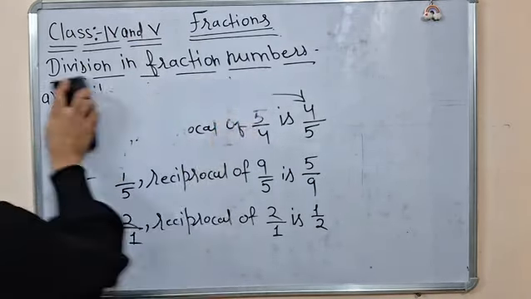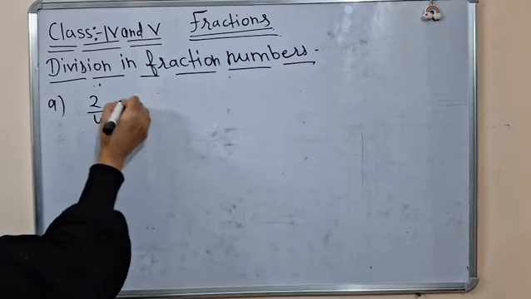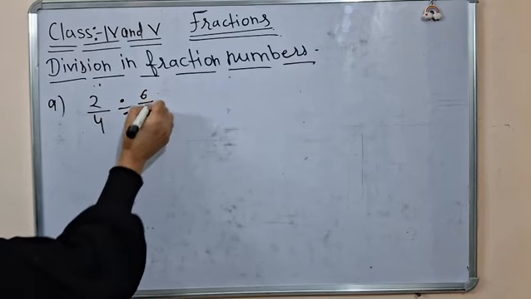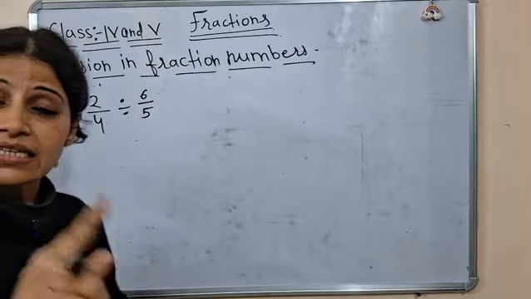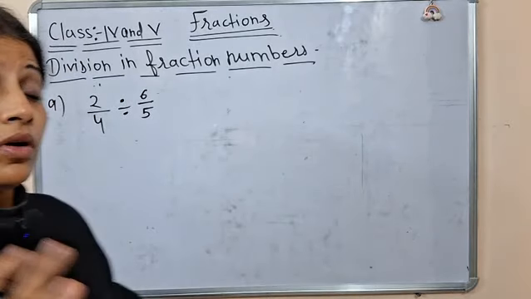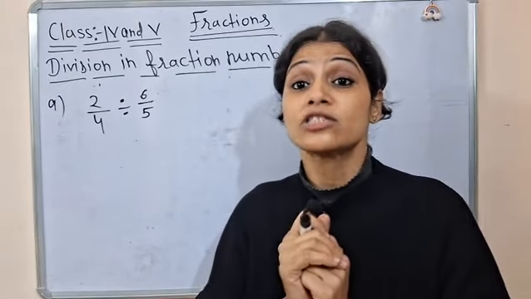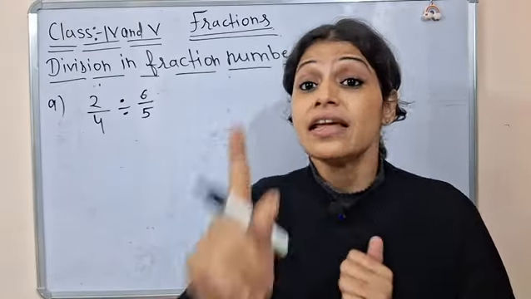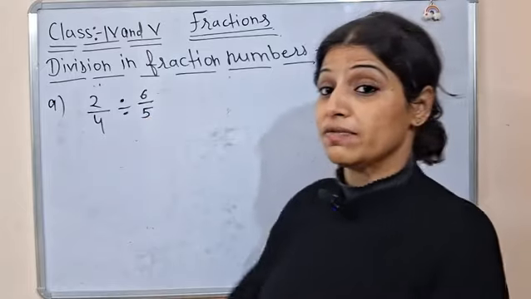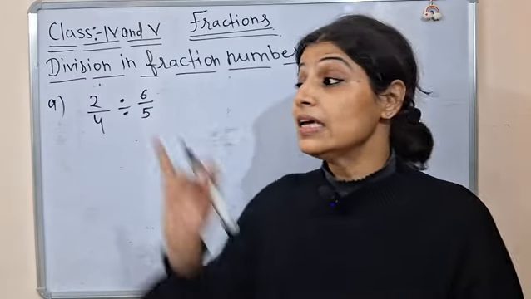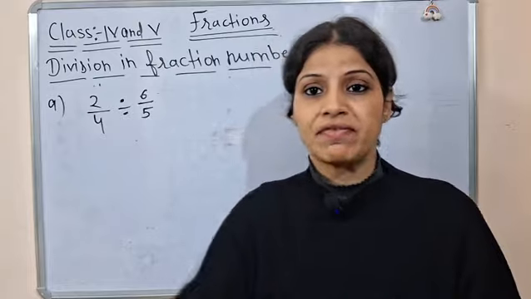So let's begin with question number 1. I have a fraction number 2 upon 4 divided by 6 upon 5. Now, which one will become the opposite of the fraction number? Who will get this opportunity? Who gets the right to become the reciprocal? This fraction or this fraction? Actually, this right will be given to the VIP fraction member.